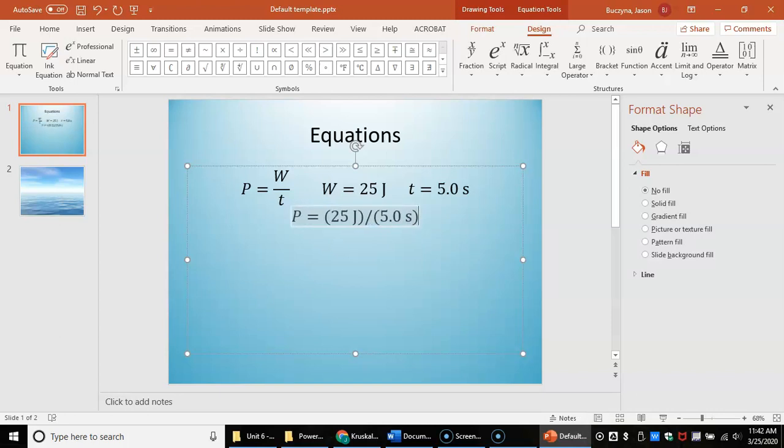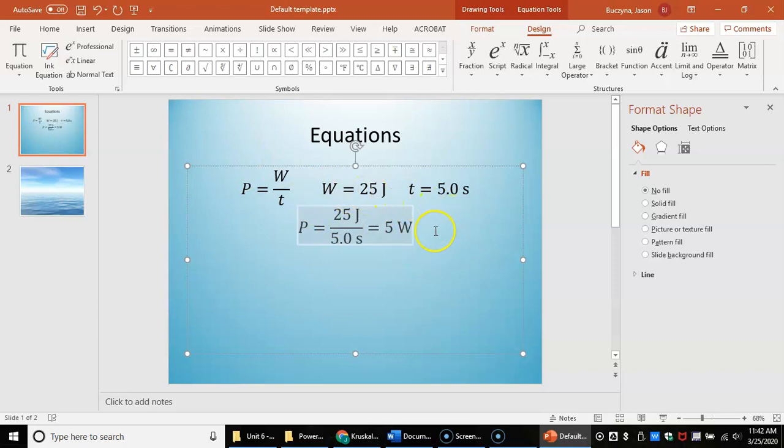And now when I press space, it makes it nice and pretty. And 25 divided by 5 is, of course, 5. The units for power are watts, but in this case, I very much need a non-italicized W so that it doesn't get confused with the italicized W for the quantity of work here.